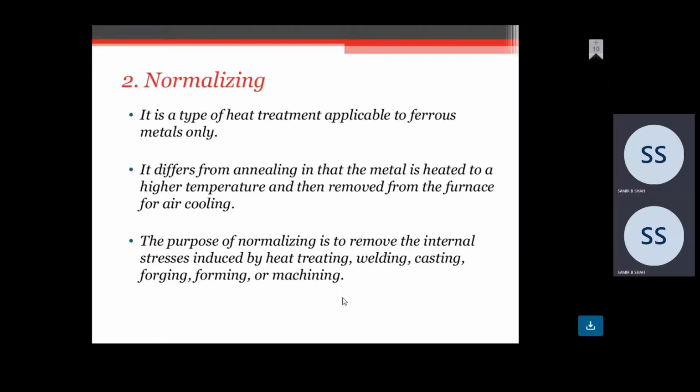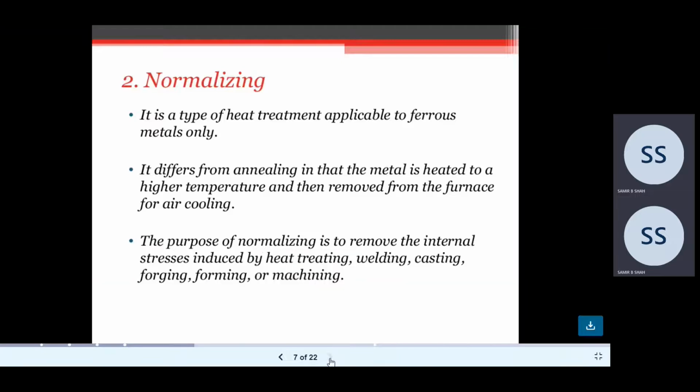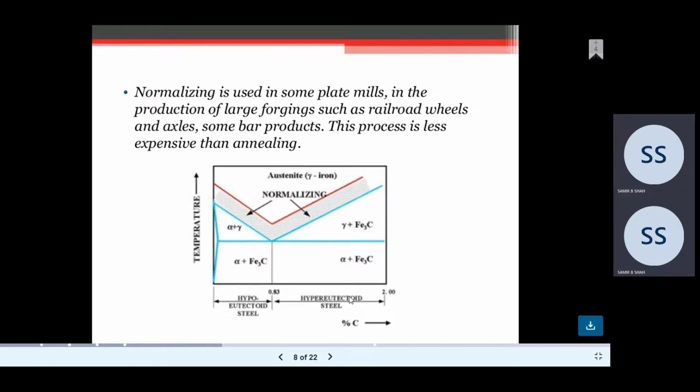After taking it out of the furnace, where do we cool it? Definitely, it is cooled in the air. The purpose of normalizing is to remove the internal stresses. Most probably we use the normalizing process after heat treatment operations like welding, casting, and forging. After all these basic processes, we prefer to use the normalizing process.